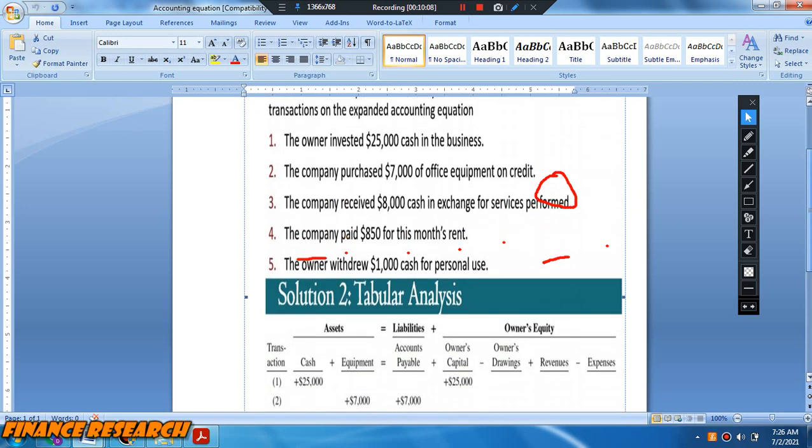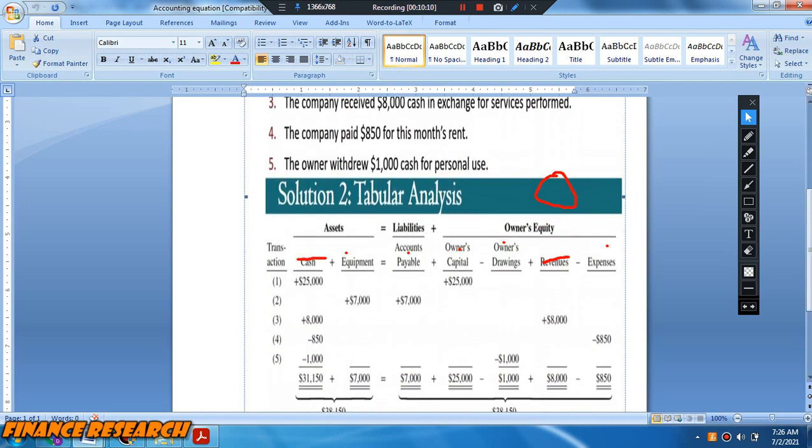So the fourth transaction: they have paid 850 rent, so it is not coming into the business, it is going out of the business. That is why we have written minus. And since it is an expense, masrufat, that is why I have written negative, minus 850, right? Expense, see here, minus, so that is why we have written this minus.